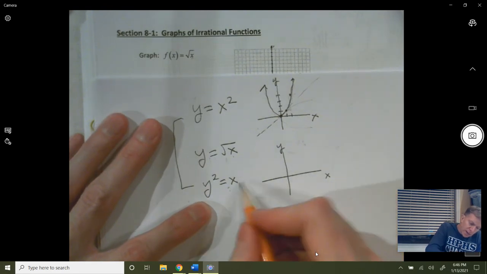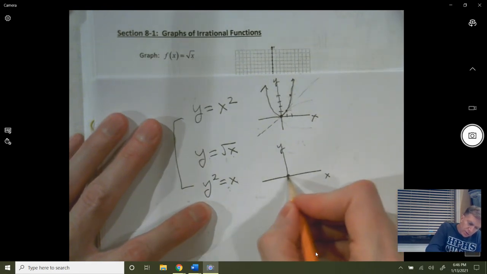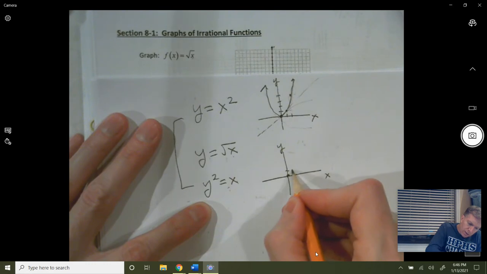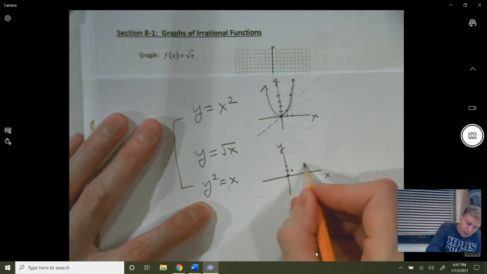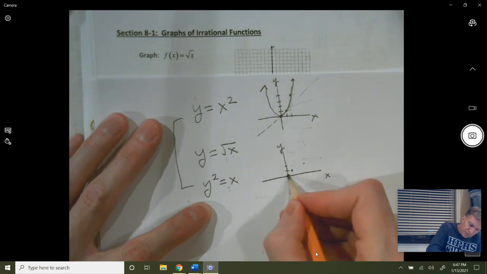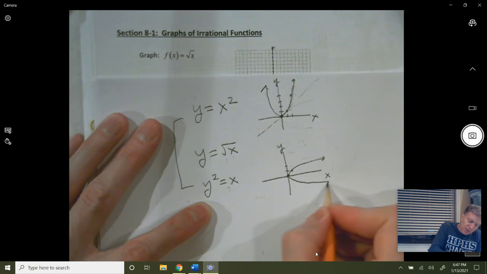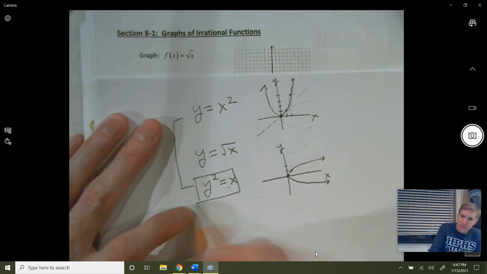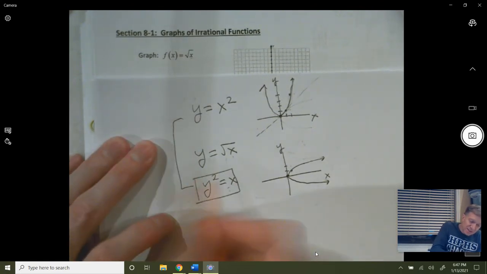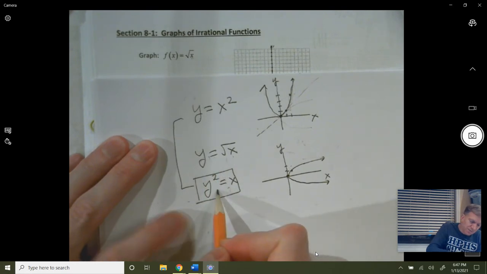Okay, so now you'd have a point here. You could go over 1, up 1. And then from there, you go over 1, up 3, over 1, up 5, and you get something that looks like this. Now that would be the graph of this. However, this and this are not really the same.